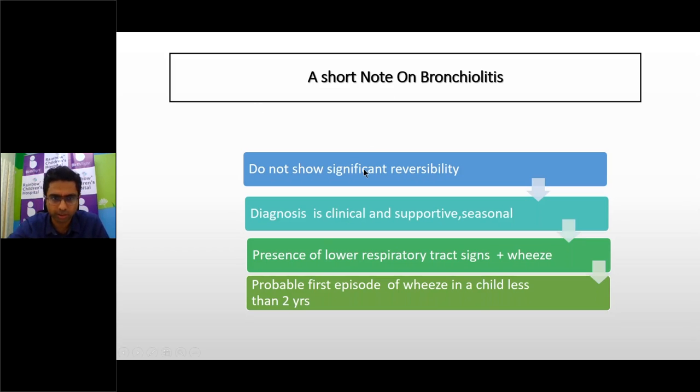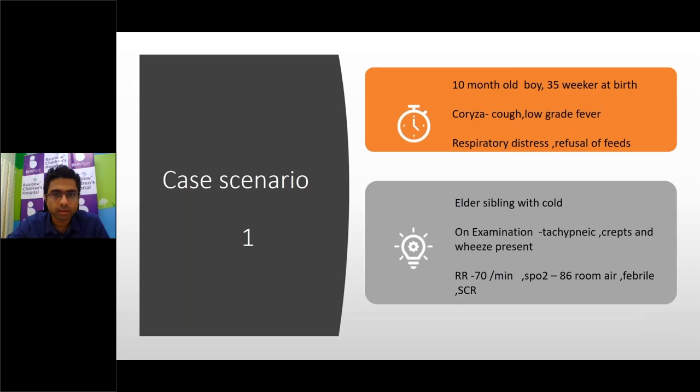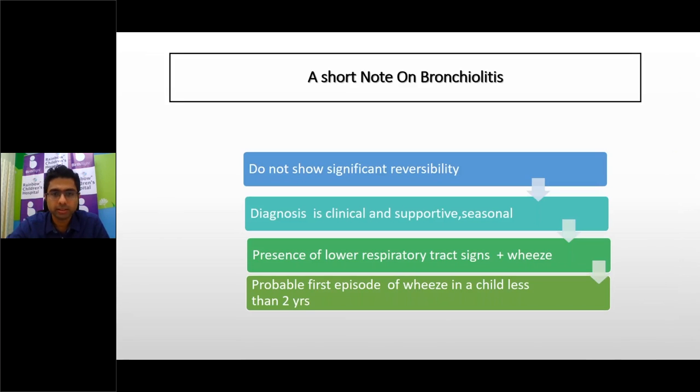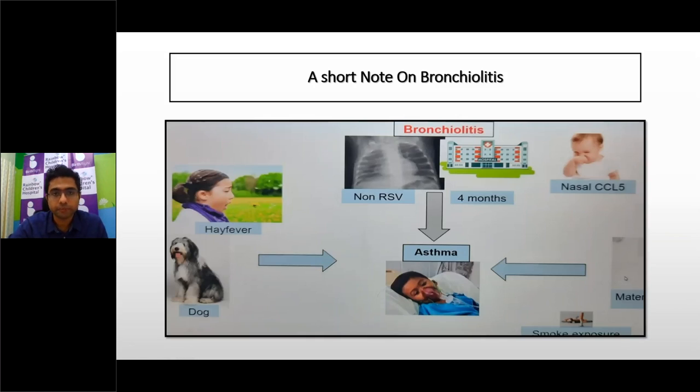A small note on viral bronchiolitis. So what is bronchiolitis? Bronchiolitis is the first episode of wheeze in a child less than 2 years of age associated with lower respiratory tract signs. What I mean is fever with crackles. They usually do not show significant bronchodilator reversibility, but you can try a bronchodilator. Diagnosis is clinical, supportive, seasonal, and bronchiolitis can never be recurrent. It is the first episode in a child less than 2 years of age.